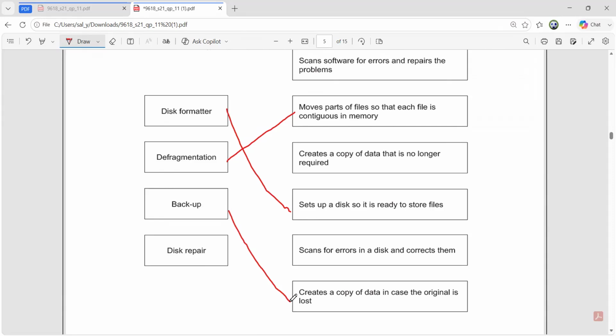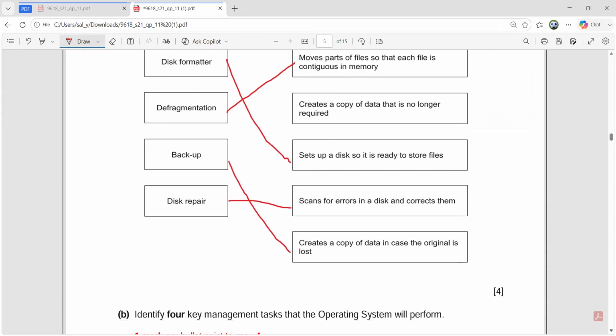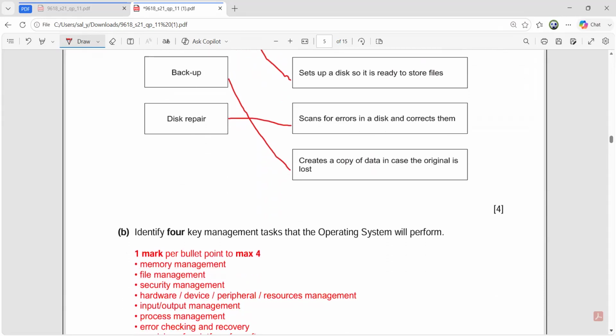Now we are left with one, disk repair. And what is disk repair? Scans for errors in a disk and corrects them. Scanning for errors in the disk and correcting them is the definition of disk repair. So let's see, the question is of 4 marks. Being cautious, being clear that this is completely out of question. So you can see why completely out of question, because that is no longer required. That is completely wrong. So in this manner, you will be scoring 4 out of 4 just by being a little cautious in the definitions of each of the utility programs.